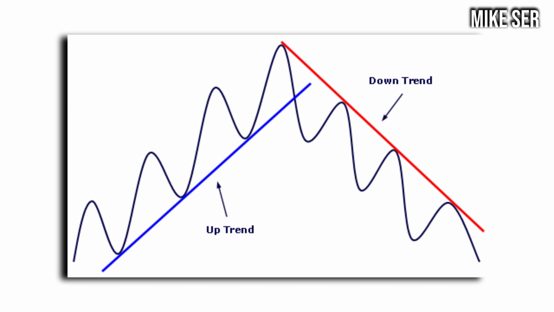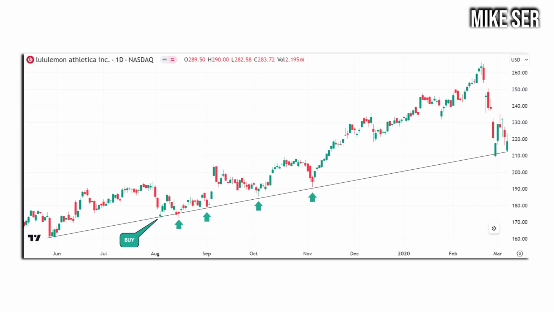So in this scenario, if the stock price has been steadily rising, then traders would enter the position when the price bounces off a trend line, using it as a support or resistance level. Now here's an example of a trend line bounce to the upside.